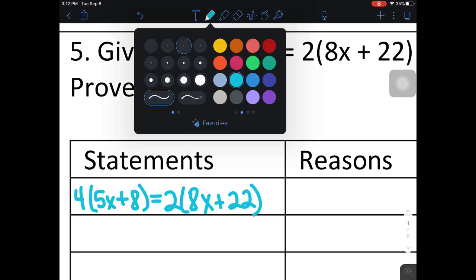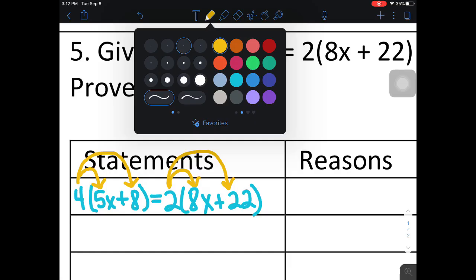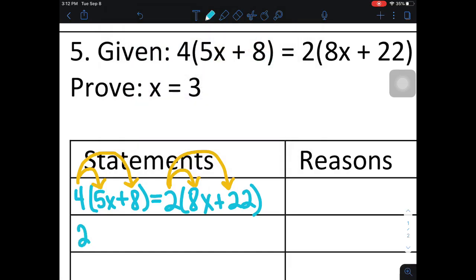Okay, that wasn't too bad. All right, so now we have this situated. Similarly to the last problem, we're going to have to use distribution. 4 times 5, and then 4 times 8, and then 2 times 8, and then 2 times 22. So 4 times 5 is 20, so that's 20x.